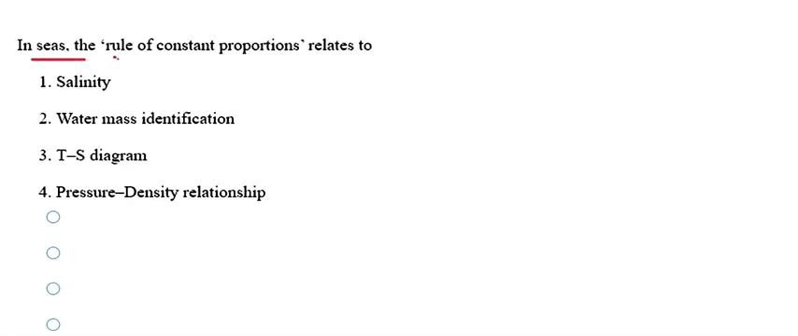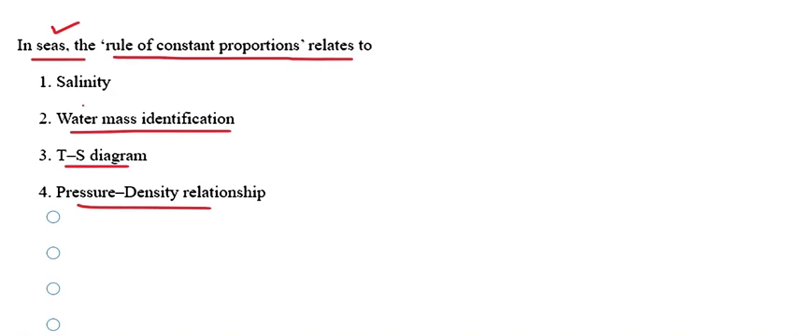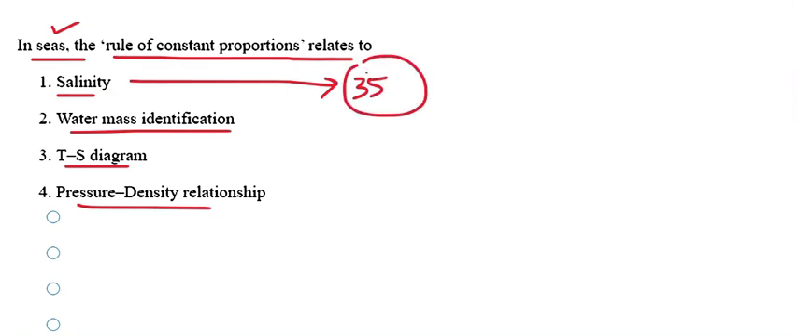In sea, the rule of constant proportions relates to what? TS diagrams, pressure-density relationship, water mass identification, or salinity. That 35 parts per mole is the fixed, or set rule for constant proportion. Okay, that is only for salinity. Other things vary.